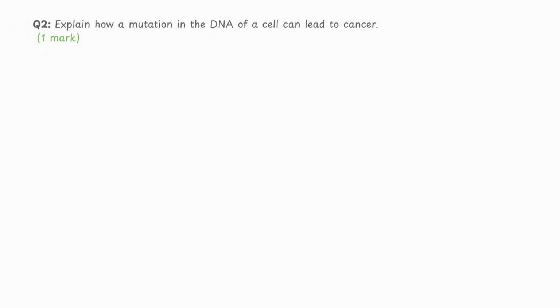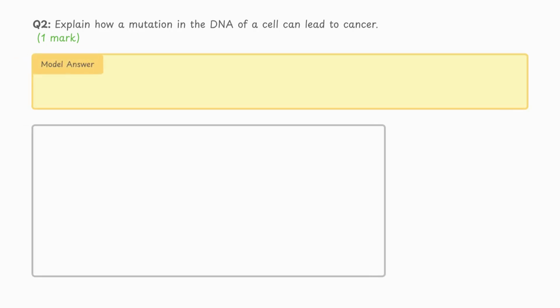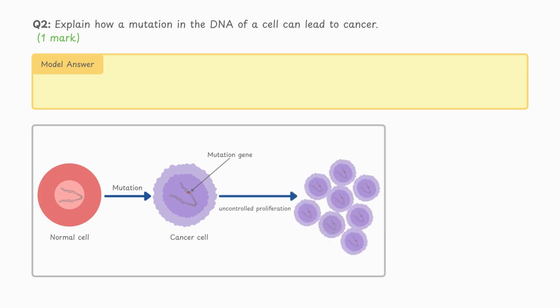Now let's move on to the second exam-style question. Explain how a mutation in the DNA of a cell can lead to cancer. Notice that the normal cell first experiences a mutation in its DNA. This mutation can damage the genes that control the cell cycle. As a result, the cell loses control over when it should stop dividing. The mutated cell then divides uncontrollably, producing many abnormal cells.